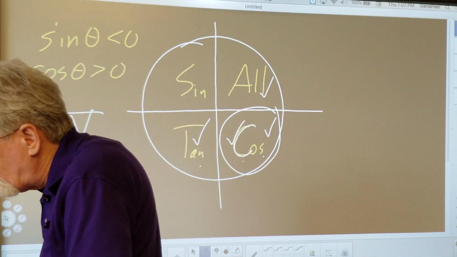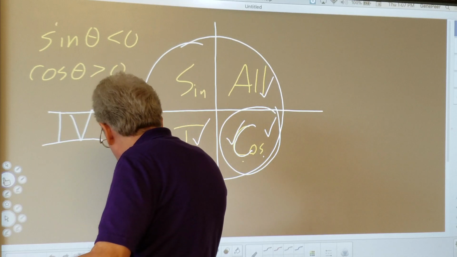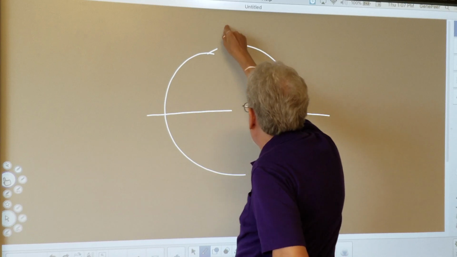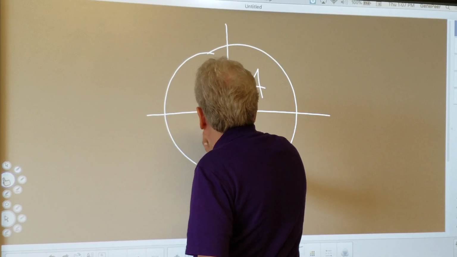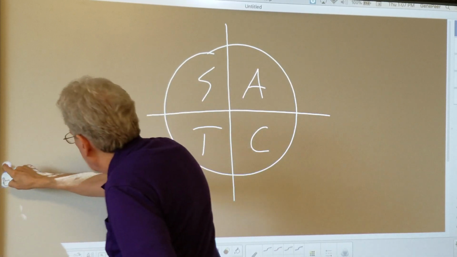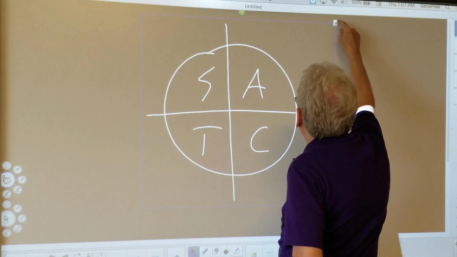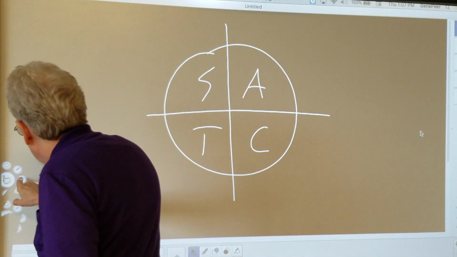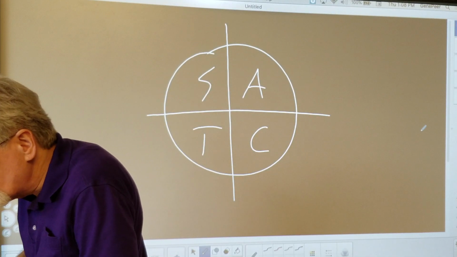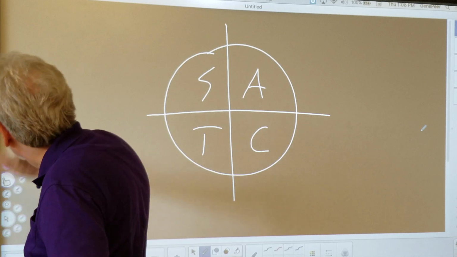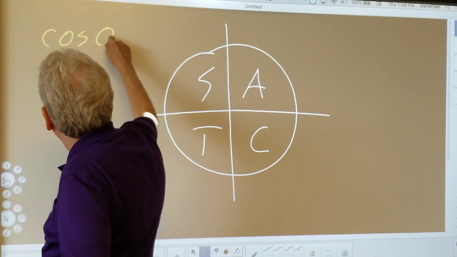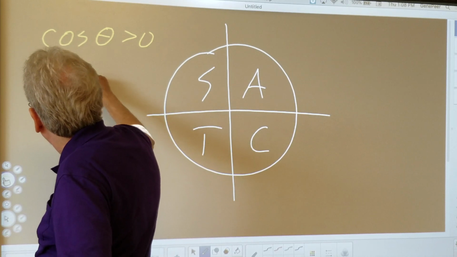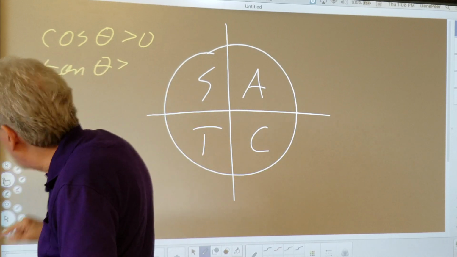Let's do that again with number 30. All Students Take Chemistry. And to save myself a little bit of trouble on the last two problems, let me lock this. Okay, now, for number 30, we're told that cosine of my mystery angle is positive. We're told that tangent of my mystery angle is also positive.